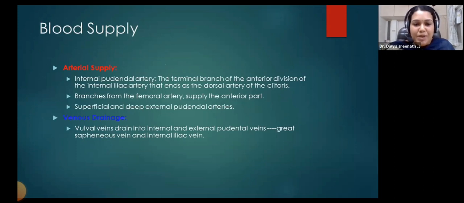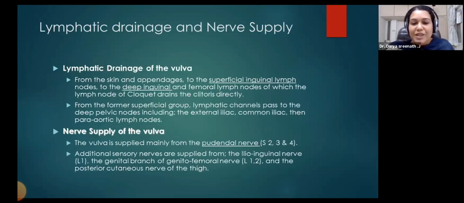The vulva is mainly supplied by the pudendal artery, and the venous drainage is mainly into the internal and external pudendal veins. The lymphatic drainage is mainly by the superficial inguinal and deep inguinal lymph nodes, and the vulval region is supplied by the sensory fibers of the S2, S3, and S4 pudendal nerve.